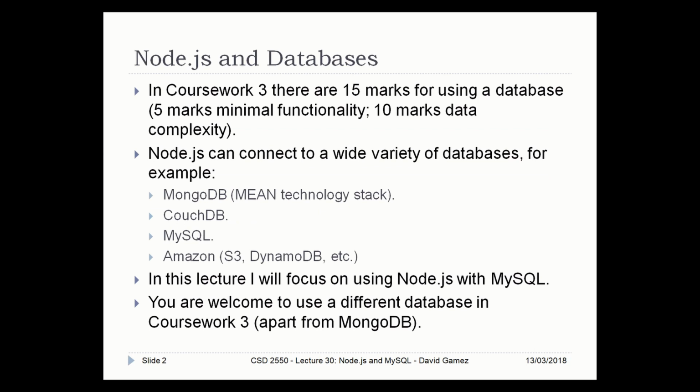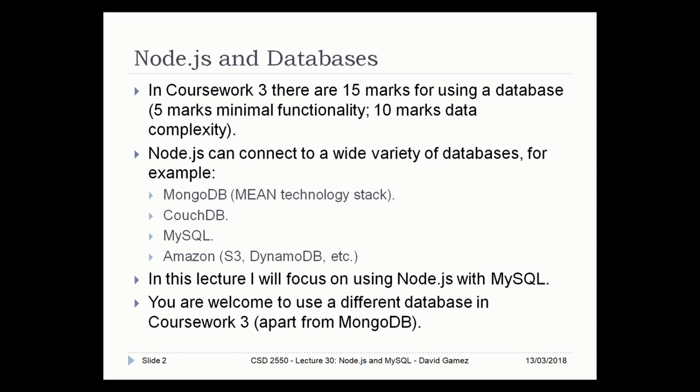So in coursework 3, there's 15 marks for using a database, 5 marks of which are for just getting the database running and displaying some data on your website that comes from that database. And then there's 10 extra marks for data complexity. That means multiple tables, larger amounts of data and so on.